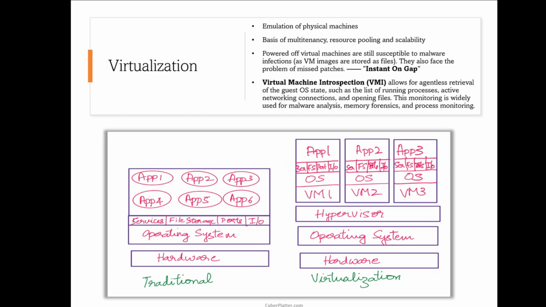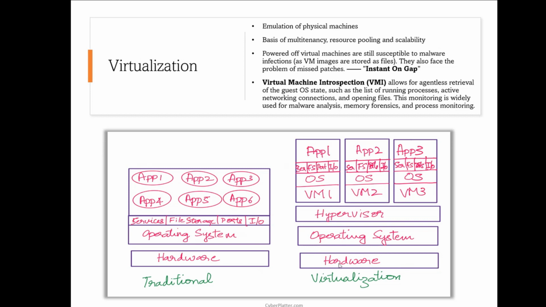You have the hardware, that is the physical component. On top of that, you have the operating system, and the operating system has its own services, file storage, ports, input, output. On this, we have many applications that are built. Every application is dependent on the same file storage services, ports, and I/O. So what happens in virtualization?